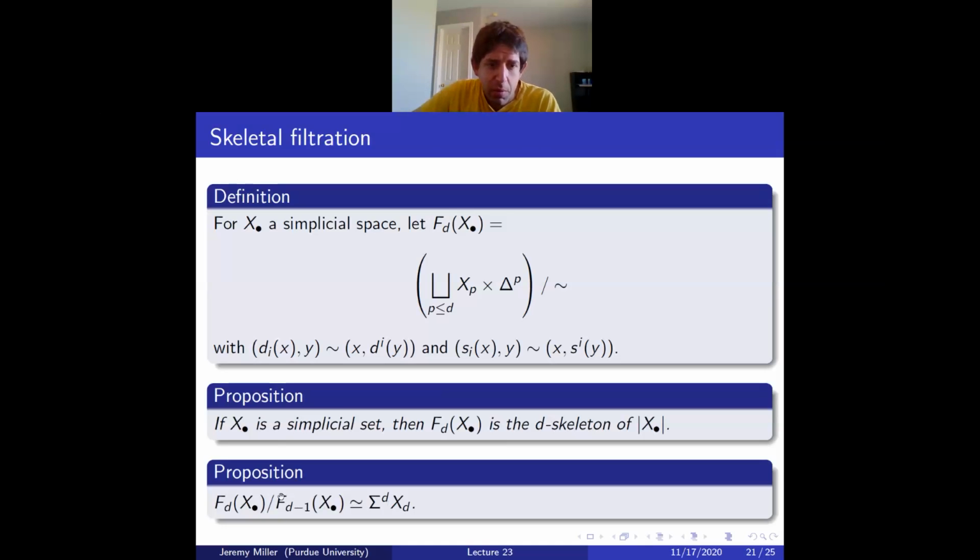Well, this proposition generalizes it to simplicial spaces. It says that if you take the d-skeleton mod the (d-1)-skeleton, you get a suspension of the space of d-simplices. If you have a simplicial set, then this would be discrete, and this would just be a wedge of d-many spheres. But if your space of d-simplices has topology, then the correct way to topologize it is to say X_d suspended d times.